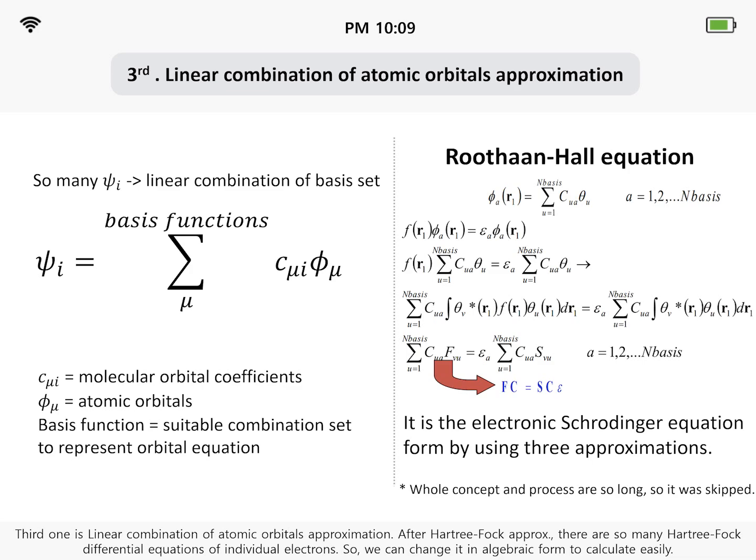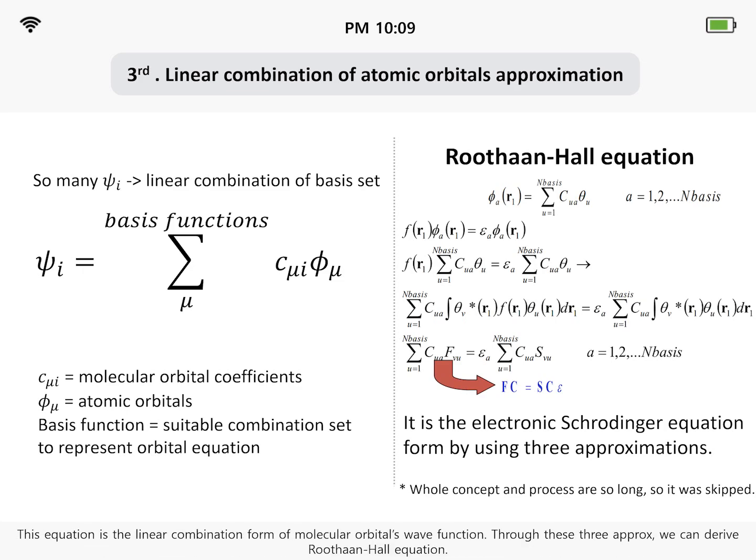Third one is linear combination of atomic orbitals approximation. After Hartree-Fock approximation, there are so many Hartree-Fock differential equations of individual electrons. So we can change it in algebraic form to calculate easily. This equation is the linear combination form of molecular orbitals wave function. Through these three approximations, we can derive a Roothaan equation.